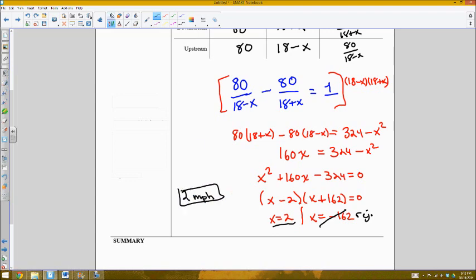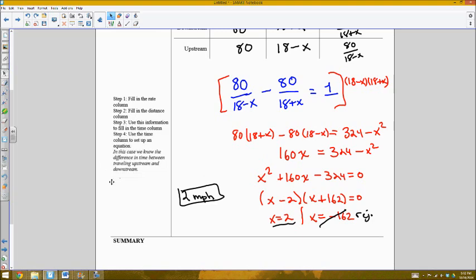And again, just to recap, what we've done is we filled in our column chart with the rate and the distance. Then we calculated the time in terms of those pieces of information. We interpreted that information to make an equation. In this case, we knew the difference between the upstream and the downstream times. So we took the time it took to travel upstream and subtracted the time it took to travel back downstream. And that difference was 1 hour. And then we solved that resulting equation.